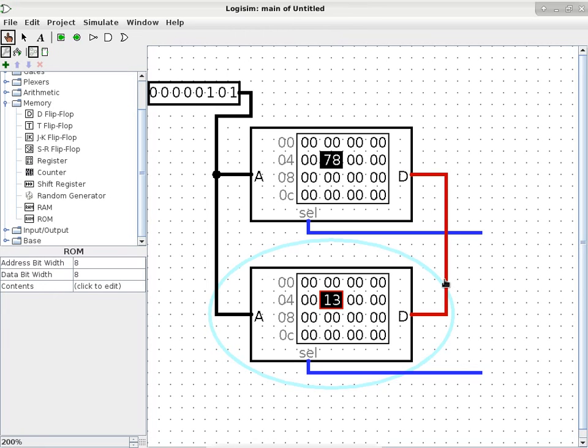But the two locations on each chip corresponding to location 101 in binary are different. So one chip wants to output 0111 1000, which is the binary representation of 78 in hexadecimal. The other one wants to output 0001 0011, which is the binary representation of 13 in hexadecimal. They are not the same. So for these individual wires in the bus, one chip wants to drive it high, the other chip wants to drive it low.